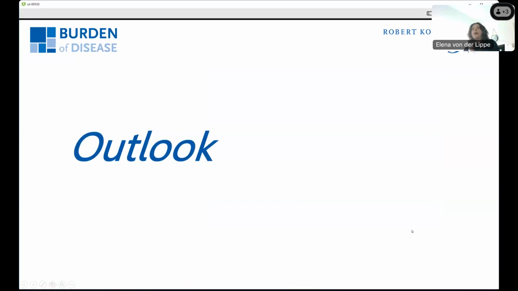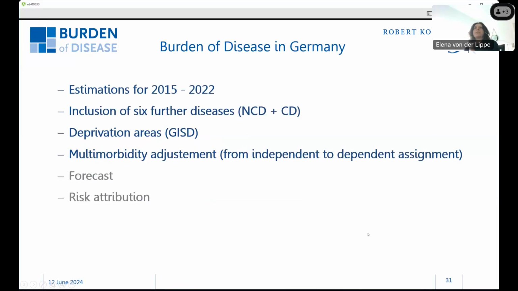So shortly for our outlook, what are we doing now? We are estimating, as I mentioned, trends for all our diseases, not only for the cancers. We are also including 6 further diseases, not only from the non-communicable, but also communicable diseases. We are working on estimations according to deprivation areas. I will show one example here later. And we are also working on methodology for multimorbidity adjustment.